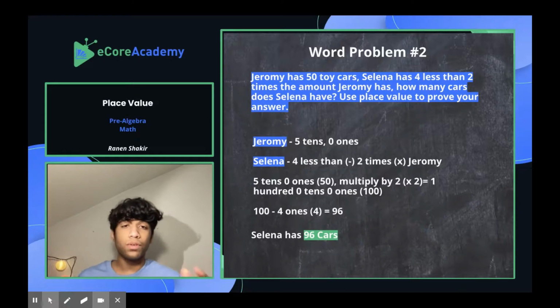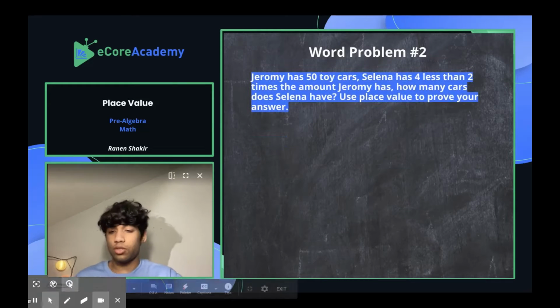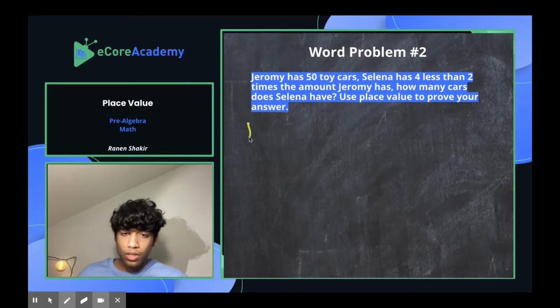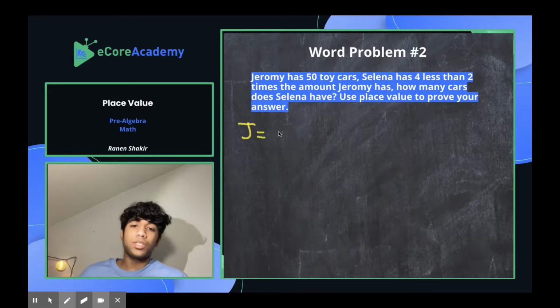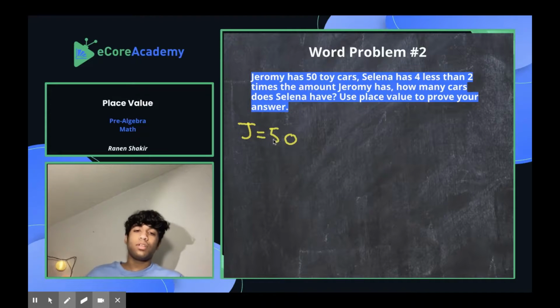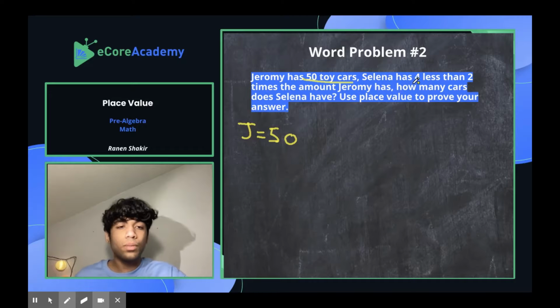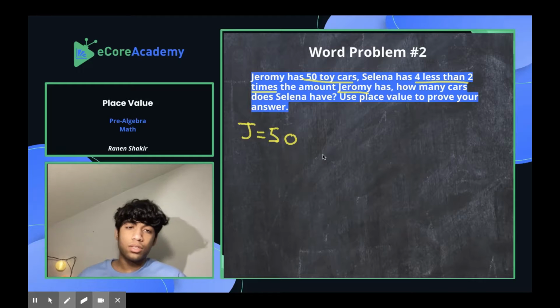Now, this might be a little confusing, like how did you get 96? Why did you multiply first to subtract? Well, let's discuss why. We're just going to say J is Jeremy. So we know that Jeremy has 50 toy cars, as it says right here. And Selena has 4 less than 2 times Jeremy. So we're going to write an equation. Now this is some algebra, so if you don't understand, that is okay, but I'm trying to expose you to this since this is a higher level question.